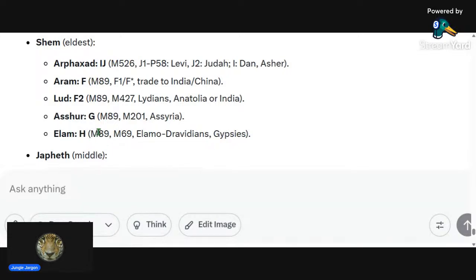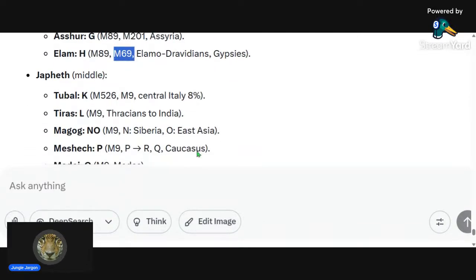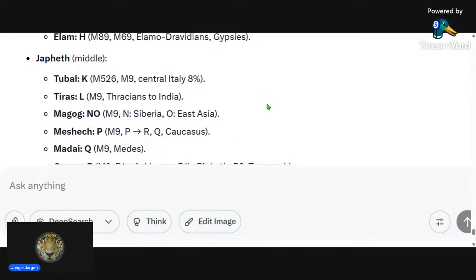So its shared SNP is M89, and its unique one is M69. Of course, this M89 everyone has, with the exception of Arphaxad. No, I think Arphaxad has it too. So that's why it's confusing. It doesn't give you all the information like it's supposed to.